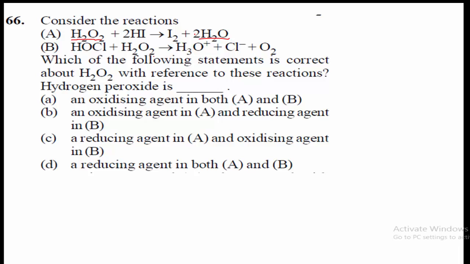In B, HOCl plus H2O2, when it reacts, the H2O2 gets oxidized to O2, and hence it will undergo oxidation, and hence it will act as a reducing agent. So in A, the hydrogen peroxide will act as an oxidizing agent, and in B, hydrogen peroxide will act as a reducing agent. So option B is the right one.